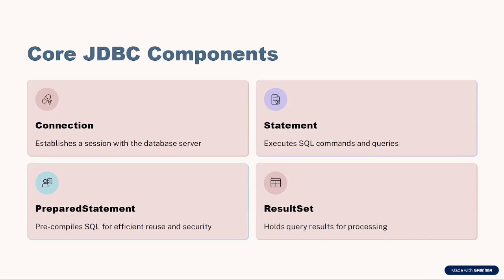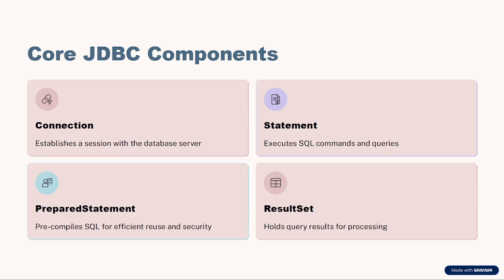Now let's talk about the core JDBC components. The first one is connection. A connection object establishes a session between the Java application and the database server. In simple words, this is how Java enters the database world. Second is statement. A statement object is used to execute SQL queries and commands, for example, select, insert, update, or delete queries. Third is prepared statement. This is a more advanced and secure version of statement. It improves both performance and security.